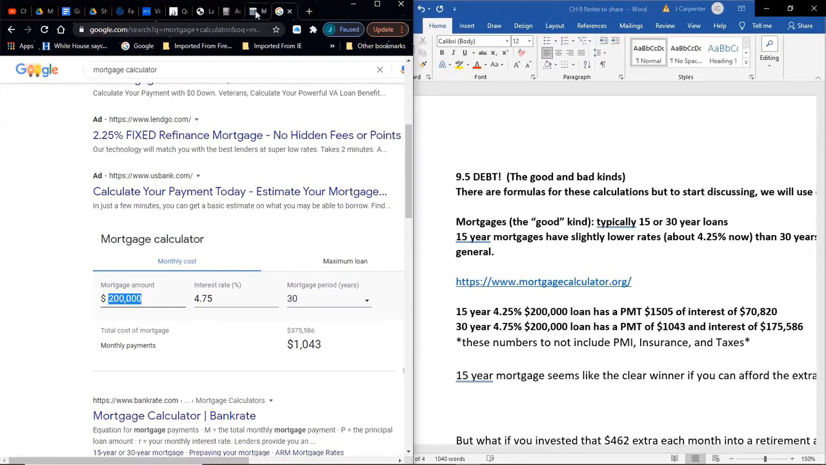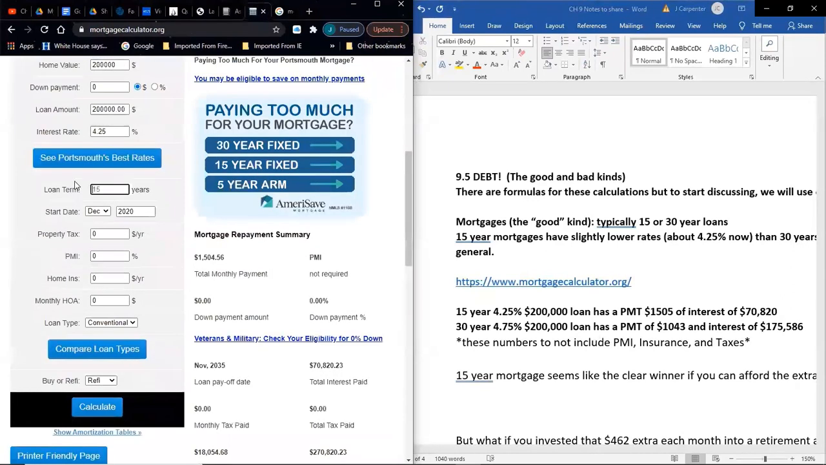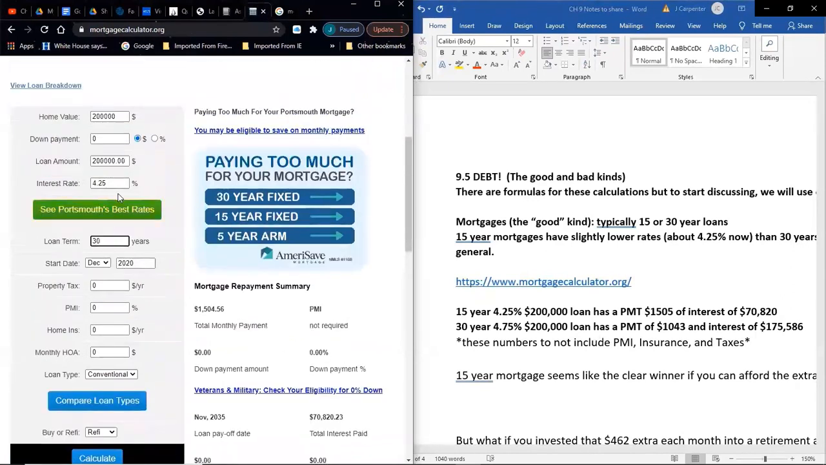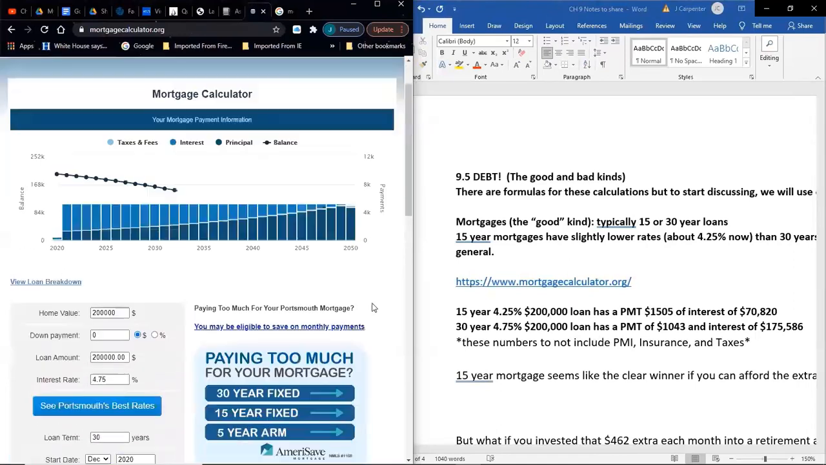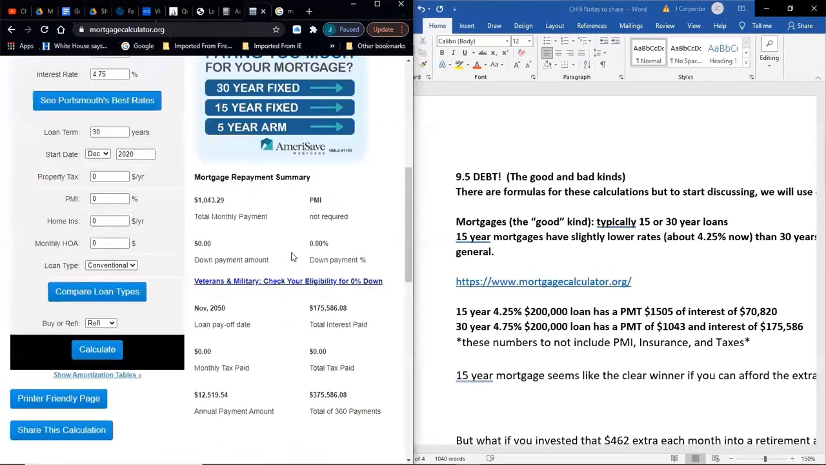And then the other website can verify this as well. Just change this to 30, change the interest rate to 4.75, hit calculate, and we get the same numbers. 1043 monthly payment, and then 175,586 for our total interest paid. And there we go.